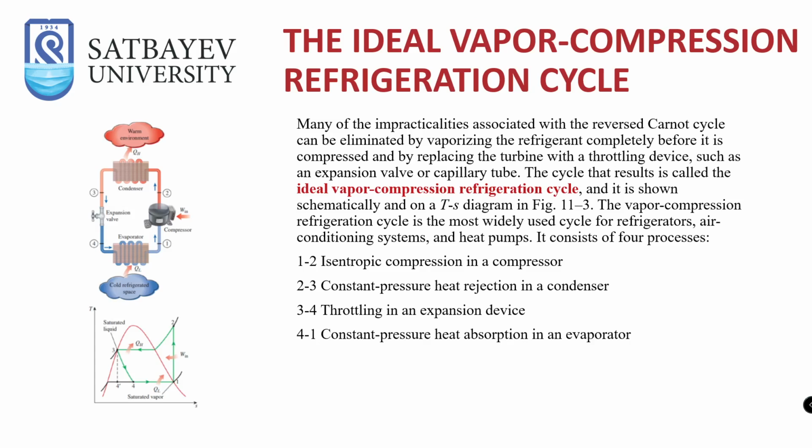Many of the impracticalities associated with the reversed Carnot cycle can be eliminated by vaporizing the refrigerant completely before it is compressed and by replacing the turbine with a throttling device, such as an expansion valve or capillary tube. The cycle that results is called the ideal vapor compression refrigeration cycle and is shown schematically on the T-s diagram in figure 11.3. The vapor compression refrigeration cycle is the most widely used cycle for refrigeration, air conditioning systems and heat pumps. It consists of four processes: isentropic compression in a compressor, as you can see here, the pressure goes up; constant pressure heat rejection in the condenser; throttling in an expansion device; and constant pressure heat absorption in an evaporator.